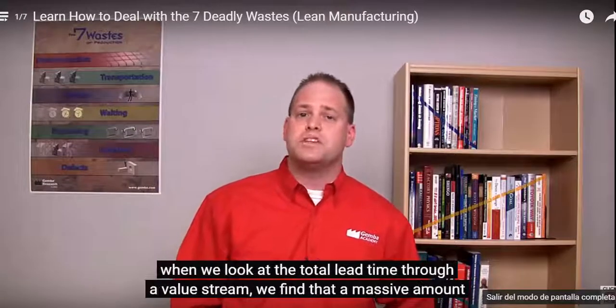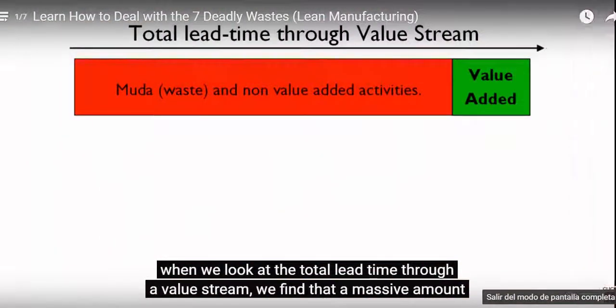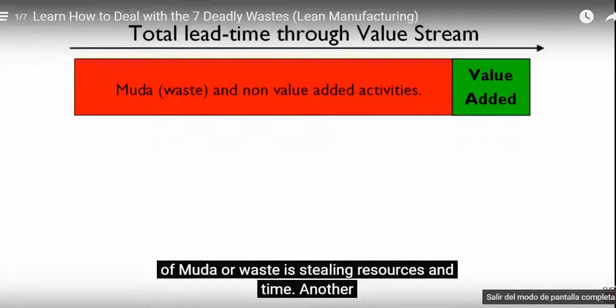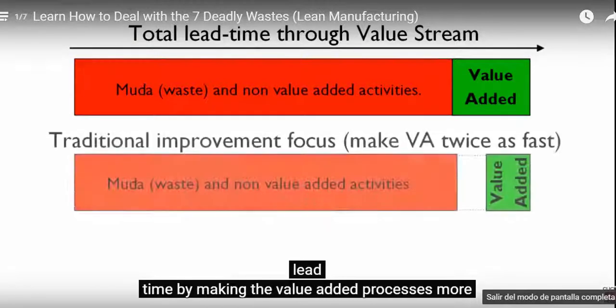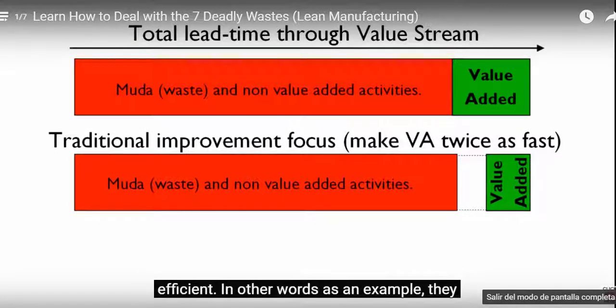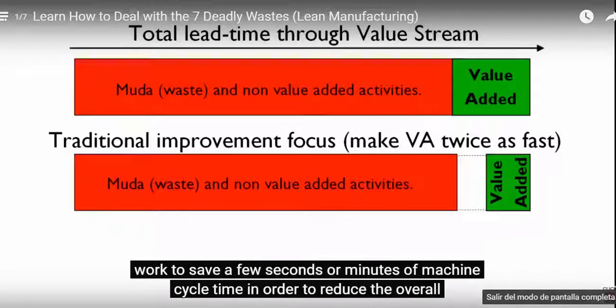Unfortunately, when we look at the total lead time through a value stream, we find that a massive amount of muda, or waste, is stealing resources and time. Another unfortunate activity we often see companies doing is attempting to reduce the overall lead time by making the value-added processes more efficient. In other words, as an example, they work to save a few seconds or minutes of machine cycle time in order to reduce the overall lead time.